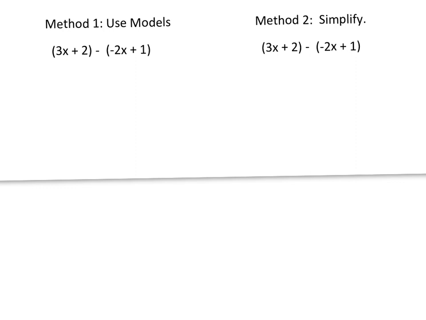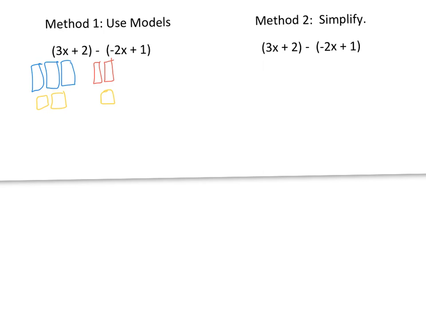Now in the second example, again, we can use a model. So in this case, I have 3 of my variables, and then I have 2 of these constants. But now in this next one, I have minus a negative 2. So in this case, I do have a negative 2 of my tiles as the coefficients, and then I have 1 of the positives.